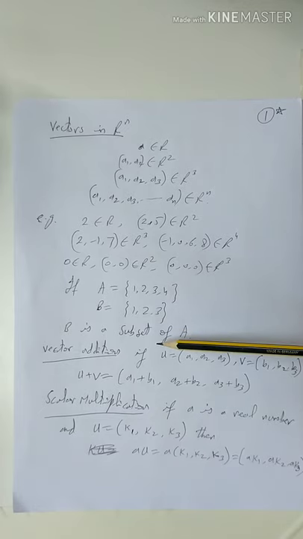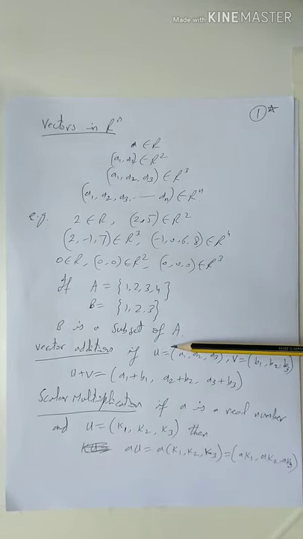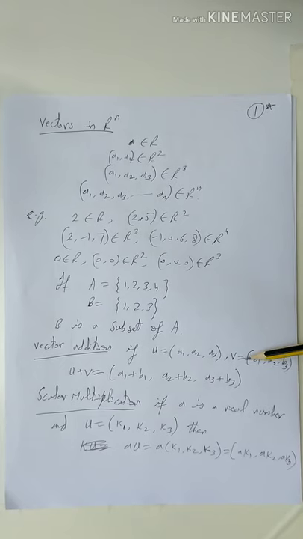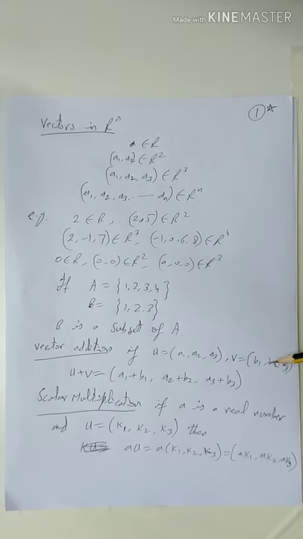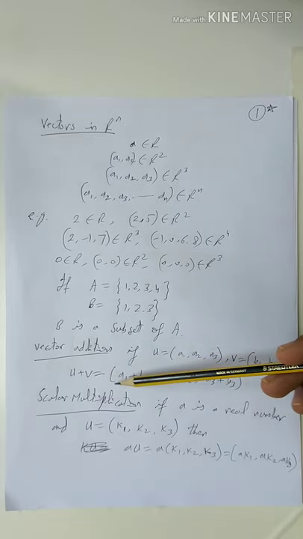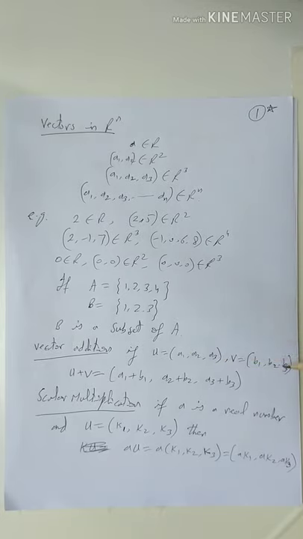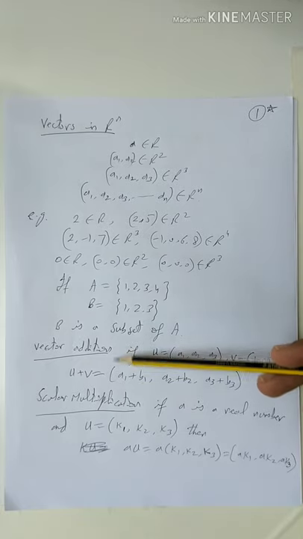Now, how do you add two vectors? That is called vector addition. For example, say you have two vectors: one vector is U, which we name (A1, A2, A3), and the other vector is V, say (B1, B2, B3). If we want to add the two vectors, U plus V, you have already done this in your Calculus 3 course. It is the same addition. U plus V will be equal to (A1 plus B1, A2 plus B2, A3 plus B3). That will be your vector addition.